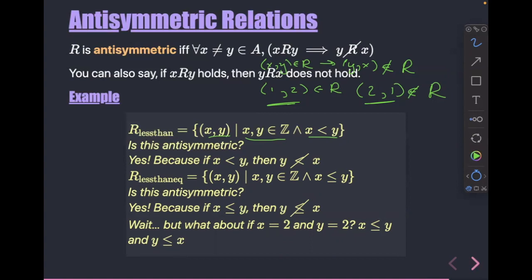But wait a minute, I said this had to hold for all x and y. If x equals 2 and y equals 2, this seems to contradict me, because 2 is less than or equal to 2, and it's also true that 2 is less than or equal to 2. I can flip it, and so both of these are going to be in R. But in this definition, I say it's anti-symmetric for every non-equal element. So I can still say that less than or equal to is anti-symmetric, because I'm not counting these instances, since it's only for cases where they do not equal each other.